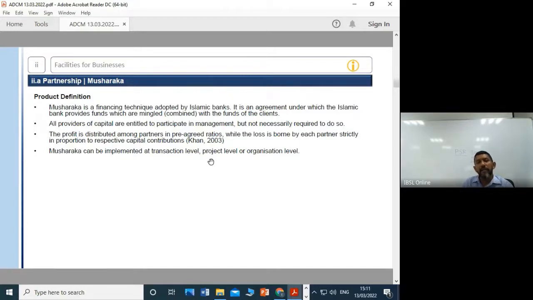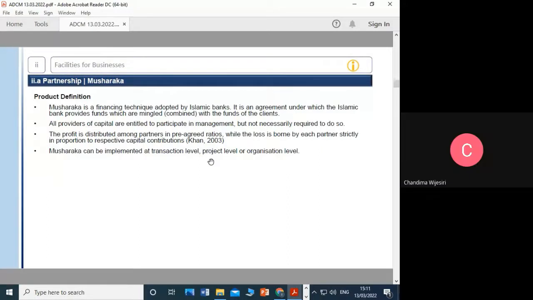So instead of the bank giving a loan for the customer to purchase, let's say, 200,000 rupees worth of tea, the bank enters into a product called Musharaka partnership, where the bank funds part of it as the capital into the Musharaka. So that's the underlying transaction. That's how it's different from a loan transaction. But there are more differences.